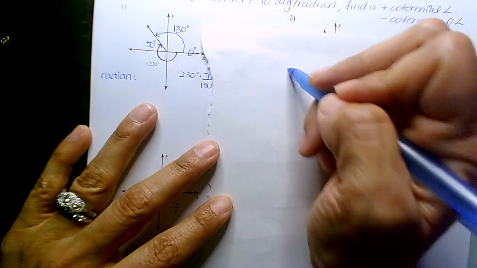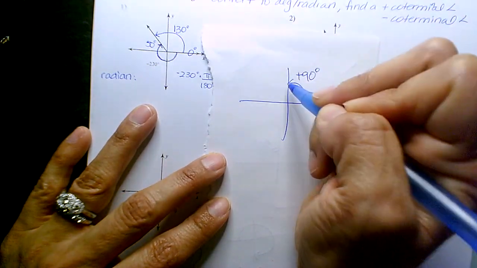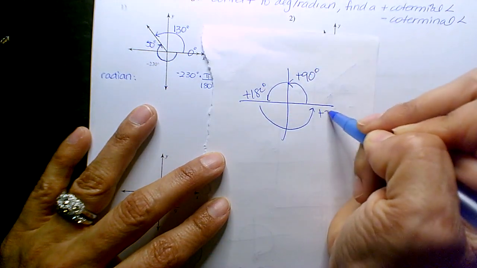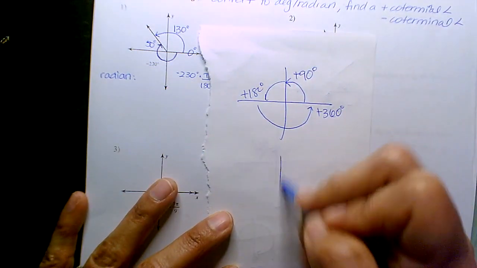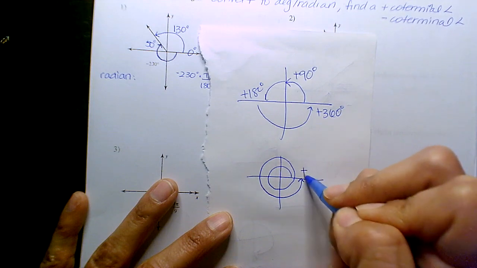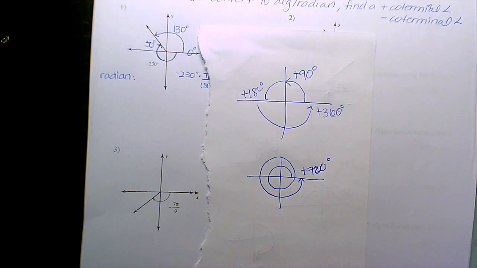Okay, so if you're going positive, this is then positive 90 degrees, this is positive 180 degrees, this is positive 360. So then if you go 2 revolutions, this would be positive 720. So positive is counterclockwise, meaning you're going quadrant 1, 2, 3, 4. Negative is you're going 4, 3, 2, 1.